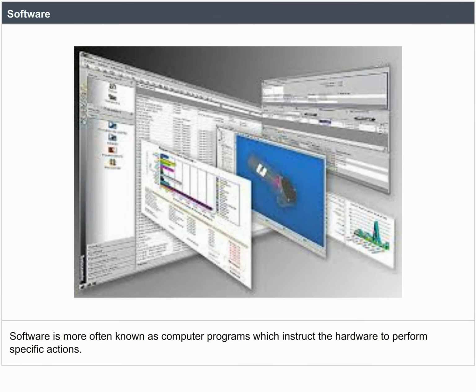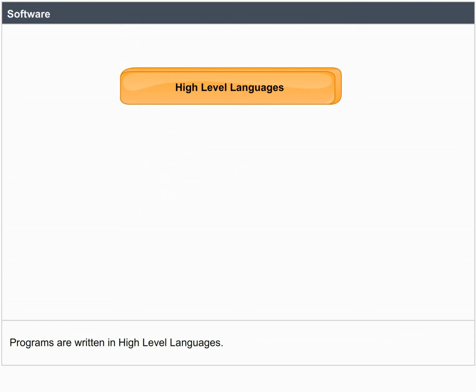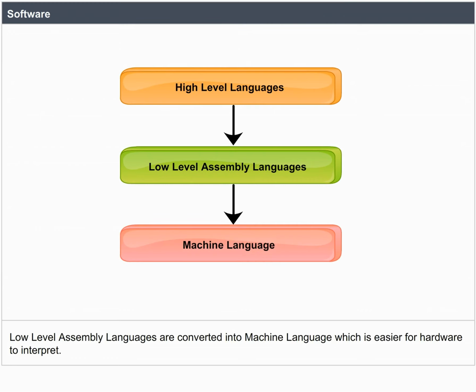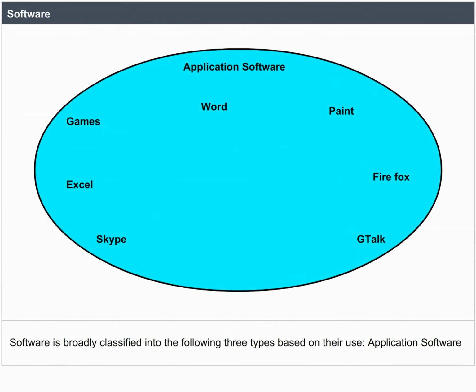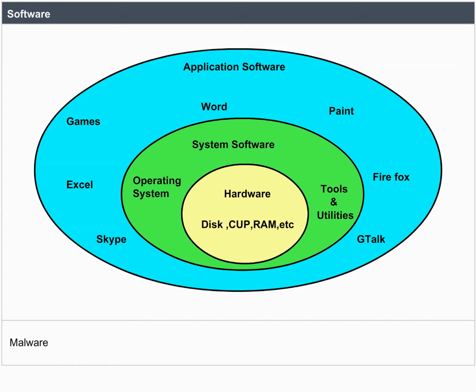Software. Software is more often known as computer programs which instruct the hardware to perform specific actions. Programs are written in high-level languages. High-level languages are converted into low-level assembly languages. Low-level assembly languages are converted into machine language, which is easier for hardware to interpret. Software is broadly classified into the following three types based on their use: application software, system software, malware.